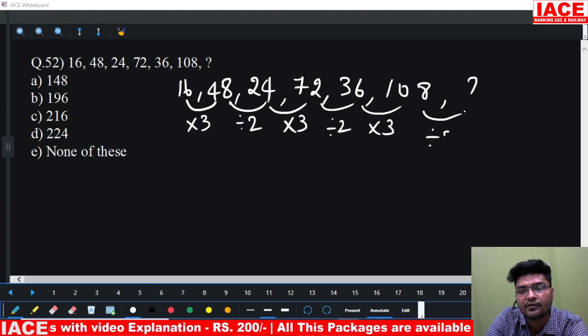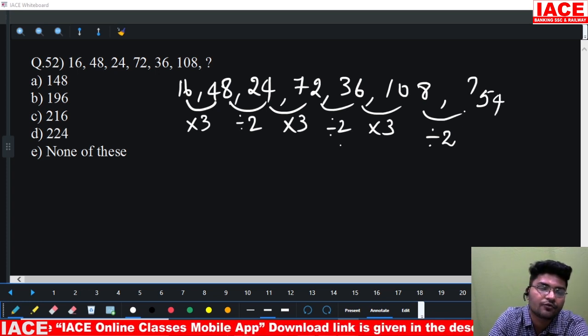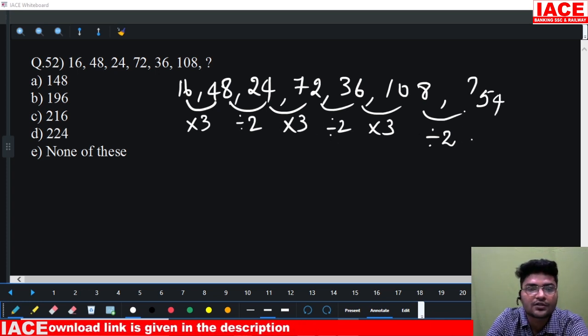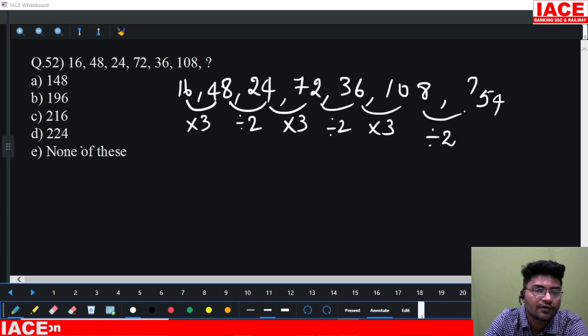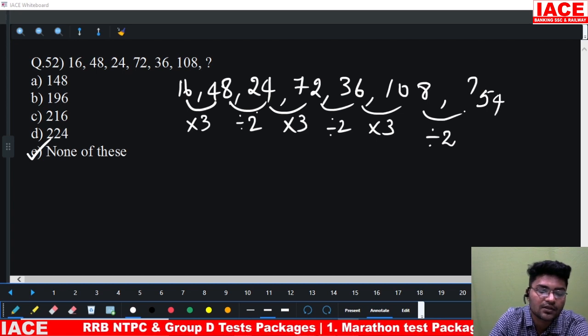Now 108 divided by 2 is 54. 54 is our correct answer. Where is 54? We don't have 54, so none of these is the correct answer.